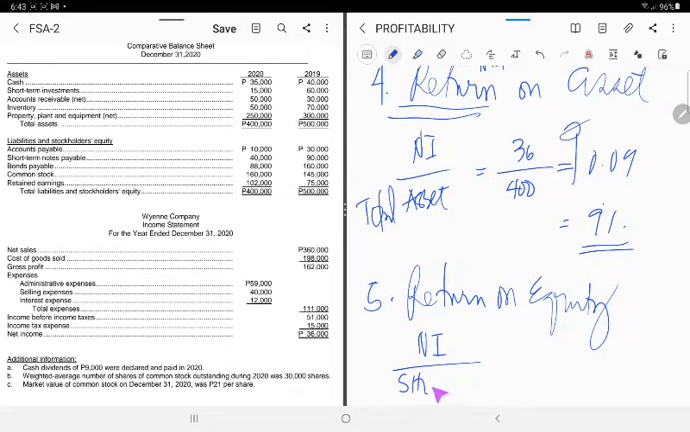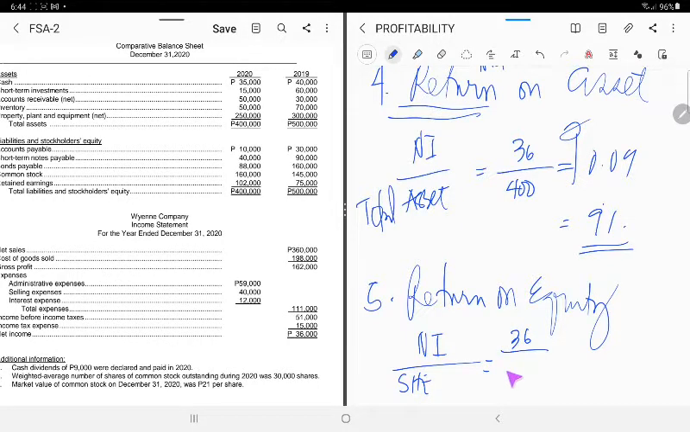Of course, stockholders' equity. And that would be, here it is. 36,000 divided by, it's not one, that would be 160 plus 102. Because your net income is for 2020, your stockholders' equity should also be for 2020. How much is the 160? And the 102? Right? Go ahead, divide it. I'm waiting. So 36 divided by 262. How much is that? 0.1374. So that would be 13.74%.